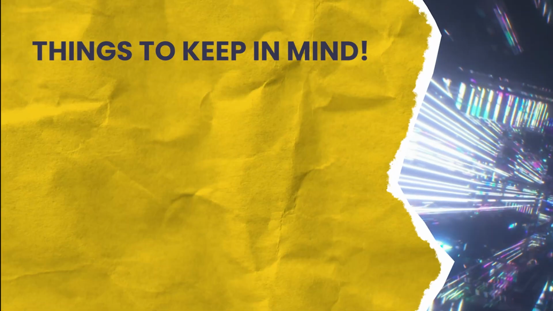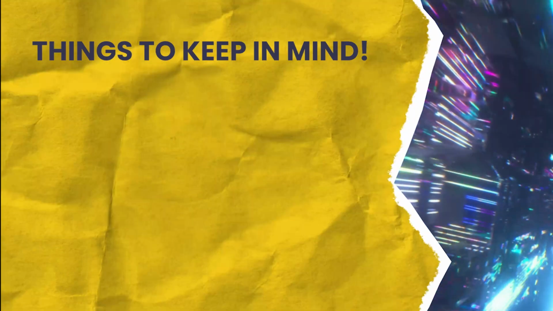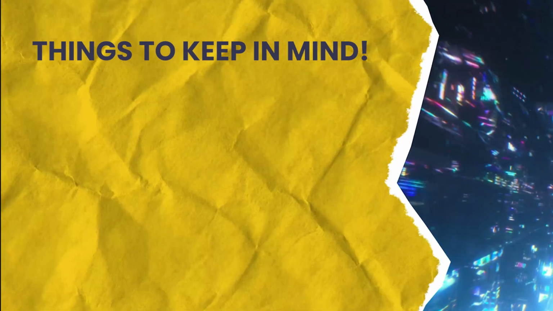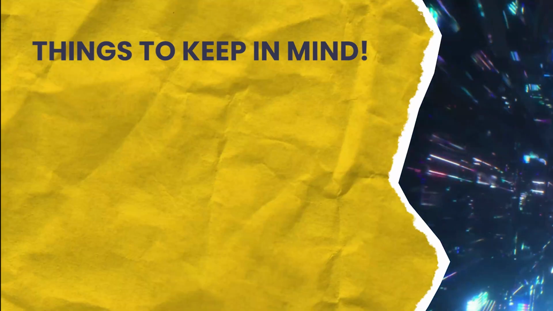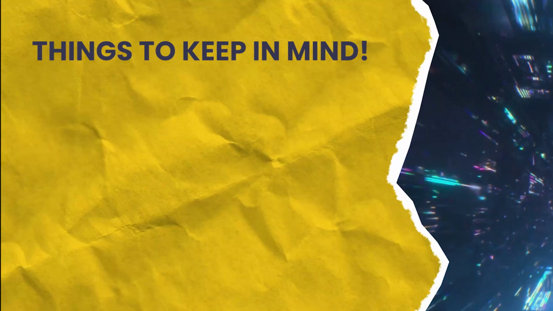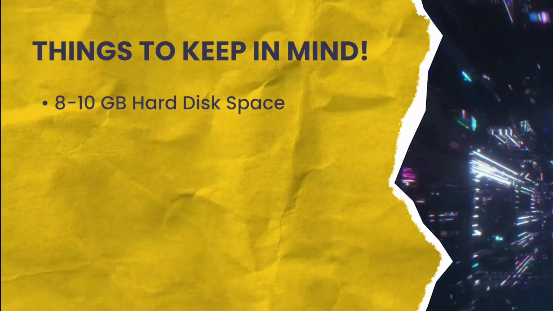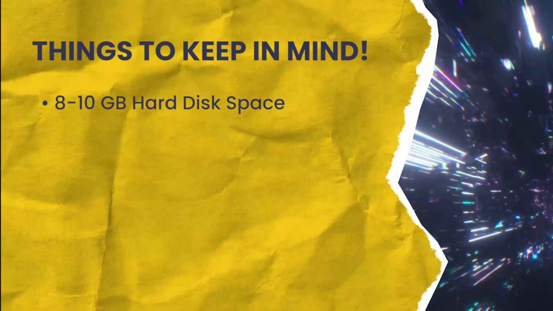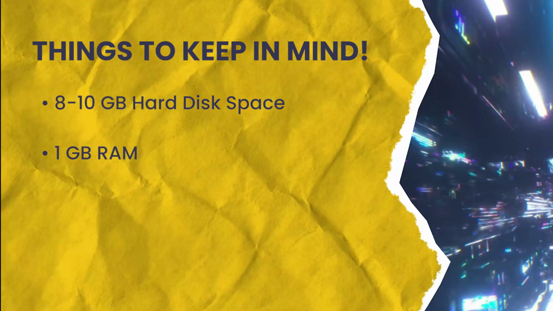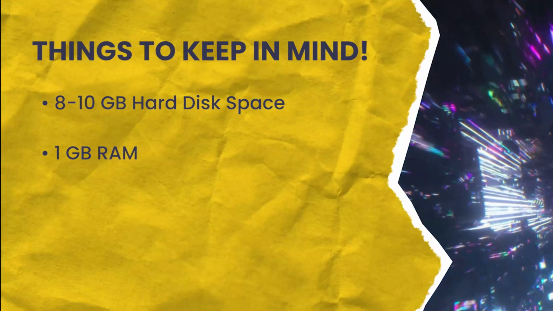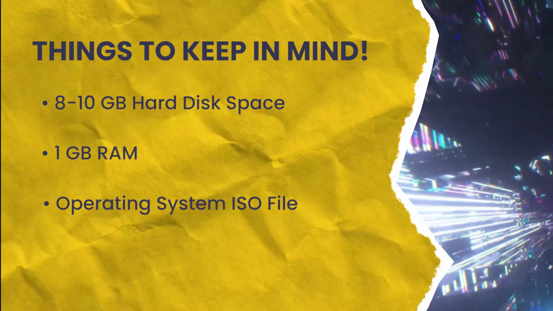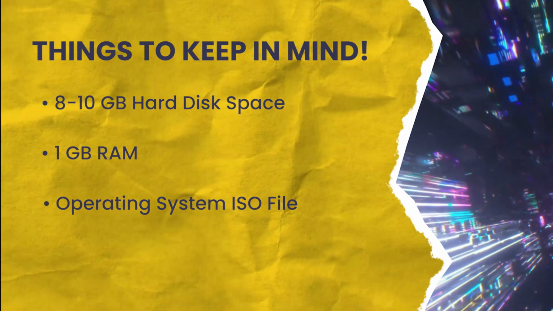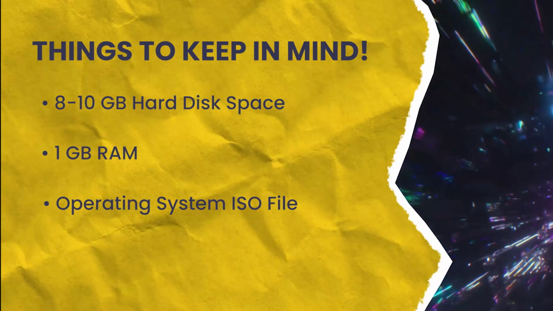Things to keep in mind before installing virtual machine in your computer. You should have a proper system that supports virtualization. At least you have 8 to 10 GB hard disk for that. At least 1 GB RAM is needed for virtualization, and to run two operating systems simultaneously, you should require an ISO file for that operating system.